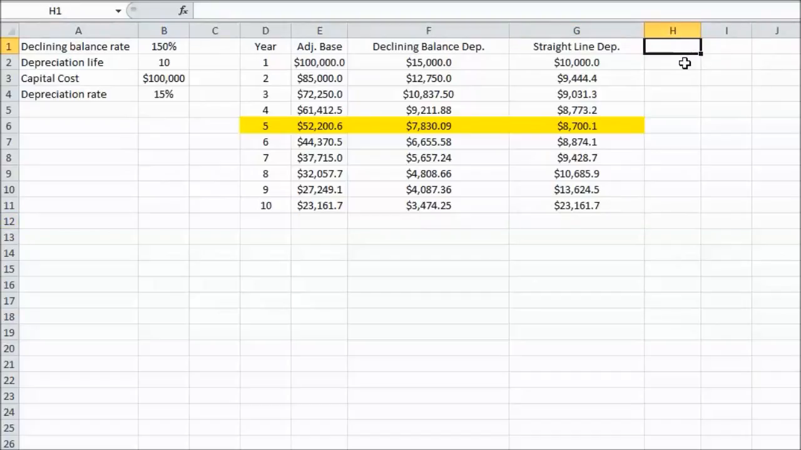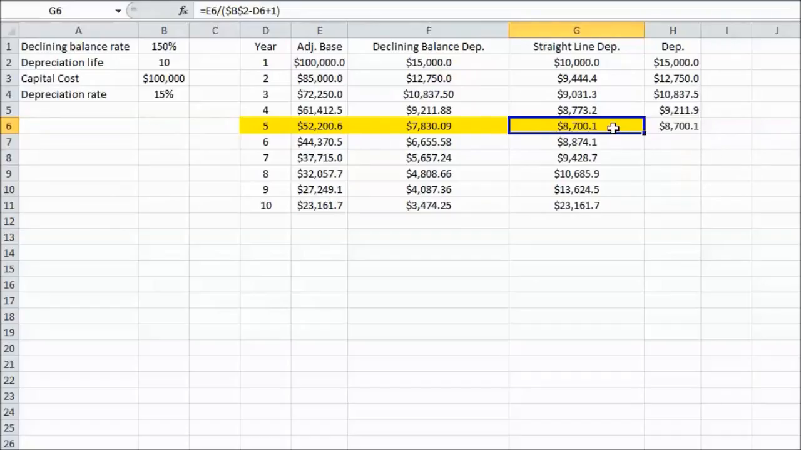In the next step, I'm going to write the depreciation here. For the first year, the declining balance is giving me a higher rate. For the second year as well, and year 3 and year 4. But year 5 is the first year that the straight line is going to be higher than the declining balance. So I will have $8,700 of straight line depreciation for year 5 and so on.